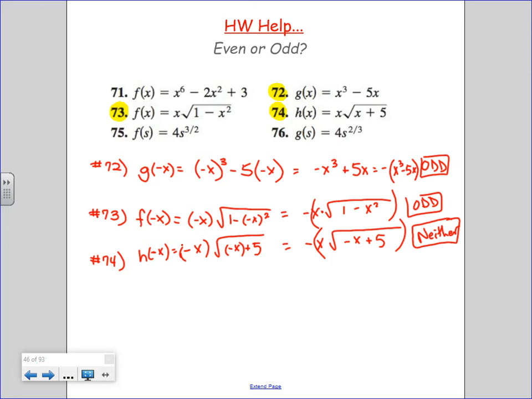Even was with what symmetry? Y-axis. It folds like a parabola, like x squared. Odd goes with what kind of symmetry? Origin. What's the one symmetry that's not in even or odd?